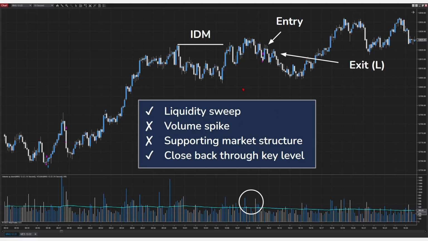Market structure wasn't really in our favor at this time. We were just chopping around. It wasn't very clear to me what we would be doing next. We did close back through this key level right here, but again, this really just wasn't a great trade for me to take.